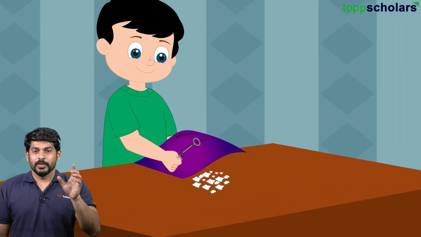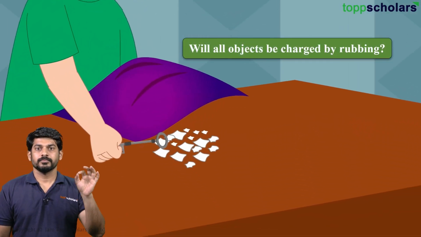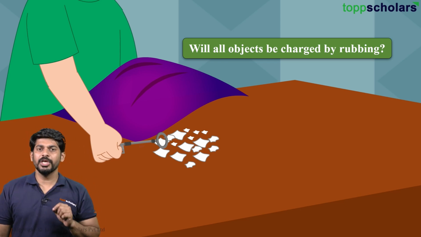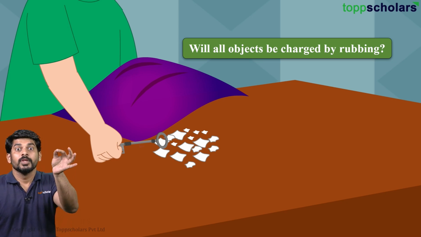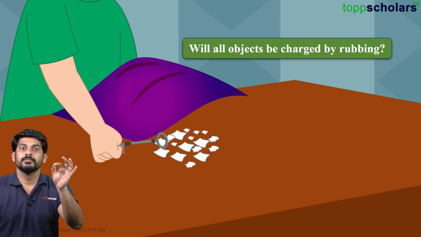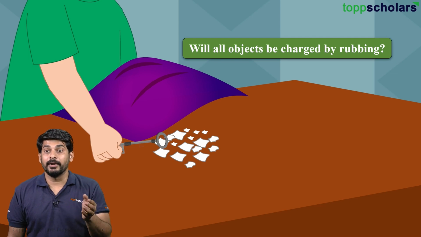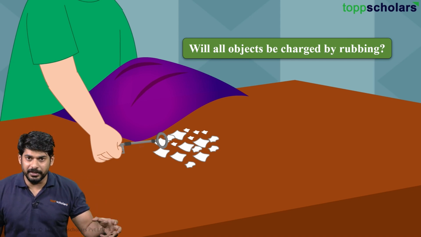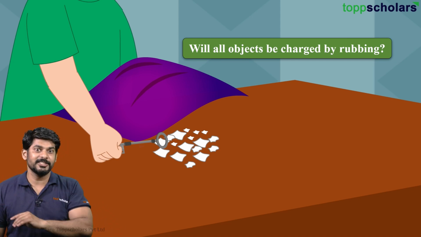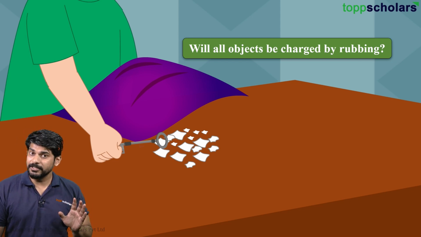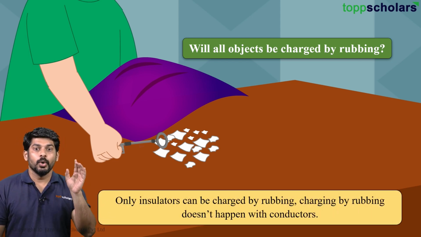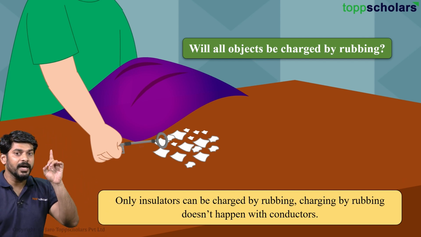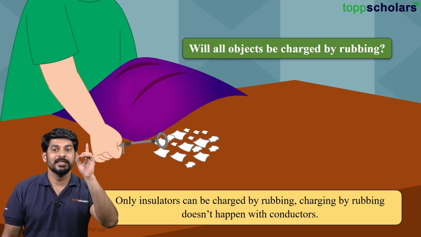Now here is another question for you. Will all objects be charged by rubbing? Over here we can see we are trying to rub a key on a cloth, and we are trying to attract pieces of paper. But will this happen? Is this effect of rubbing applicable for metals or conductors? The answer is no. Only insulators can be charged by rubbing. Charging by rubbing doesn't happen with conductors.